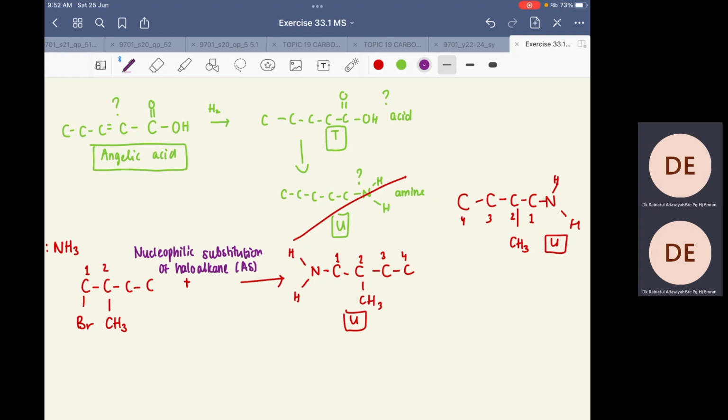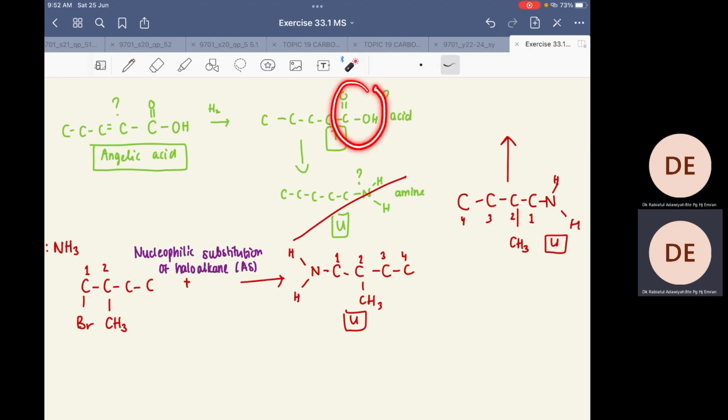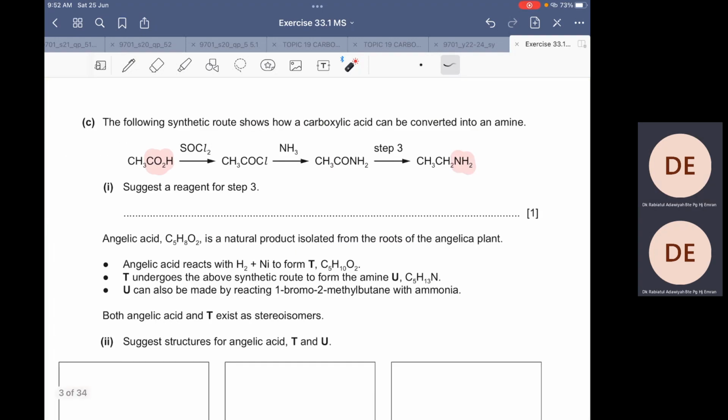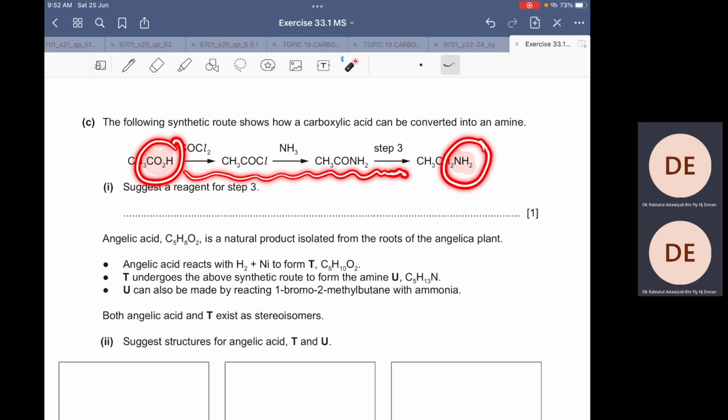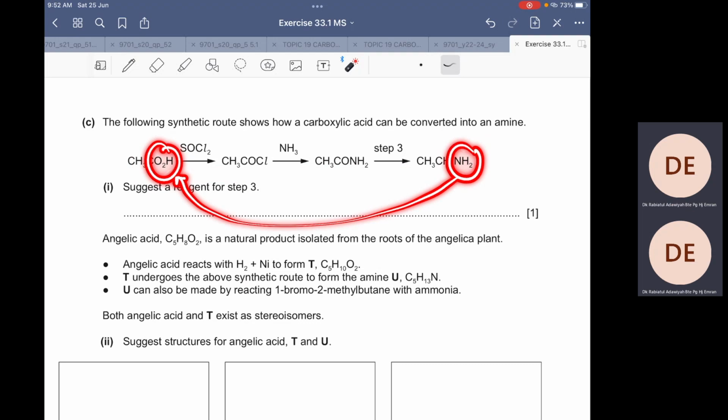Right, so we trace back our U to structure T. I'm just going to draw the arrow up, to show that we're working in reverse. Our T contains COOH, and that COOH, if you look at this structure, will have to go through 3 steps to be converted to NH2. But we know that it can be done. That NH2 must have come from the COOH.